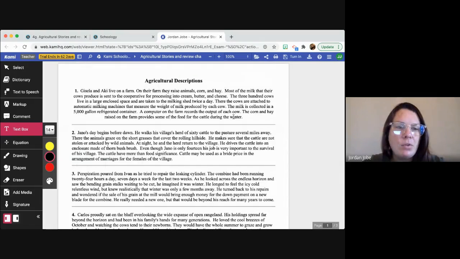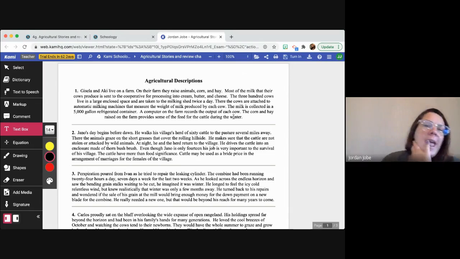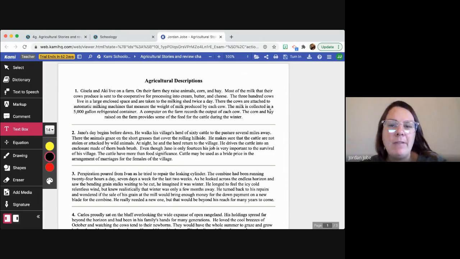Okay, the first one. Our first agricultural description is about Gisela and Aki who live on a farm. On their farm, they raise animals, corn, and hay. Most of the milk that their cows produce is sent to a cooperative for processing into cream, butter, and cheese. Of the 300 cows that live in a large enclosed space and are taken to the milking shed twice a day. The cows are attached to an automatic milking machine that measures the weight of the milk produced by each cow. The milk is collected in a 5,000-gallon refrigerated container. A computer on the farm records the output of each cow. The corn and hay raised on the farm provide some of the feed for cattle during the winter.